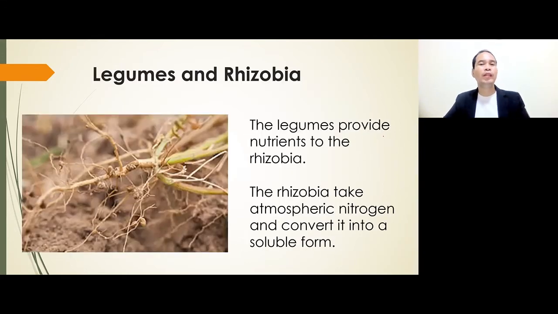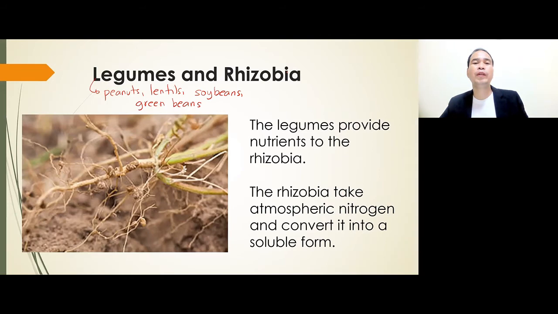Okay, let's look at some other examples. We have here legumes and rhizobia. What are examples of legumes? Examples are peanuts, lentils, soybeans, and what else? Green beans. These are some examples of legumes, by which you have here the bacteria named rhizobia. This rhizobia is an example of nitrifying bacteria. Can you still remember the function of nitrifying bacteria? Nitrifying bacteria convert the nitrogen in air to a soluble form so that these legumes can consume the nitrogen in air.